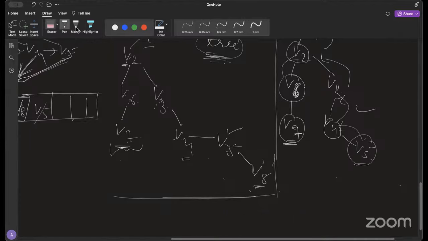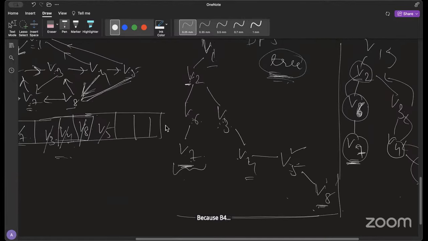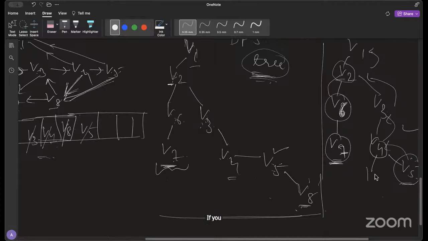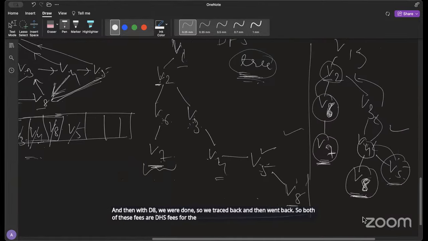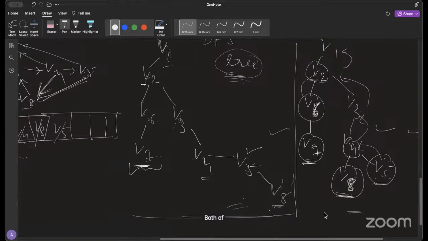If you write V8 first, what happens? You go to V4. We weren't done exploring V5. We were done exploring V8. Then you came to V4 and went to V8 directly. With V8 we were done, so we traced back and then went there. So both of these trees are DFS trees for the same graph. Both of these are correct. Is that okay?